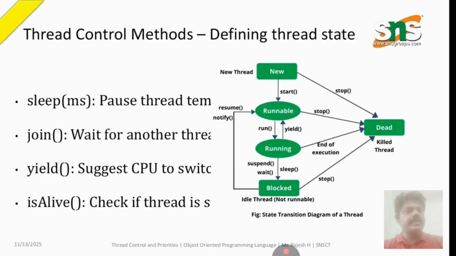Here it explains the specific thread control methods: sleep, which is the pausing of a thread; join, which is the waiting state for another thread; yield, which suggests the CPU to switch; and isAlive, which is a check of whether the thread is active or not.